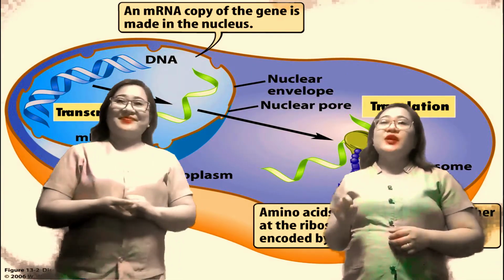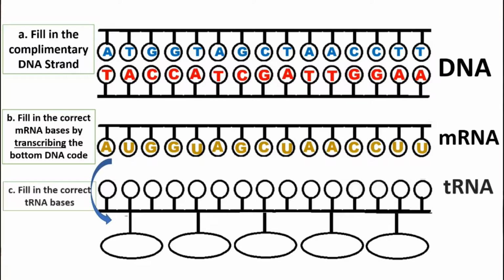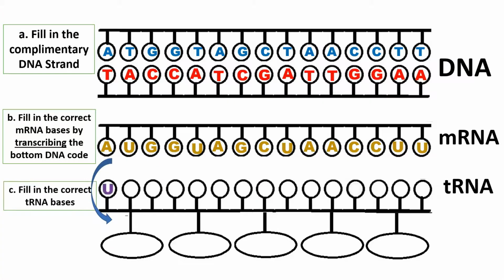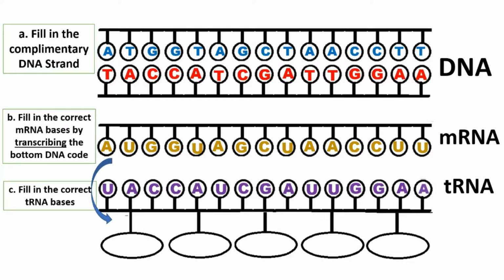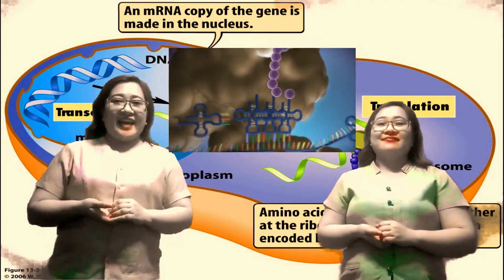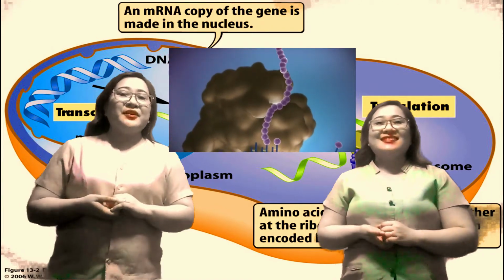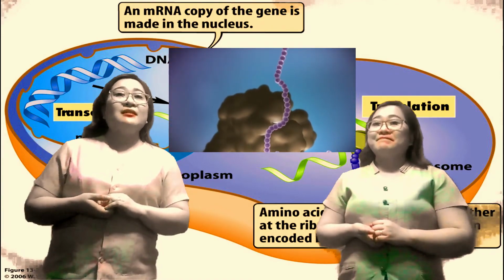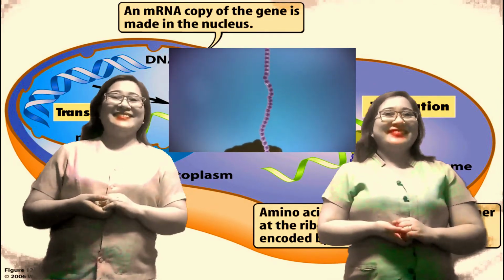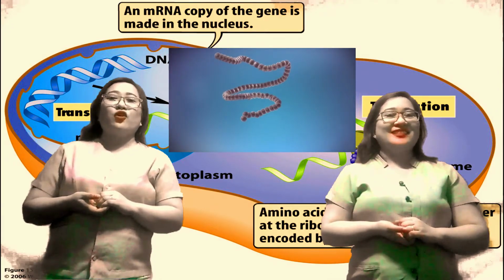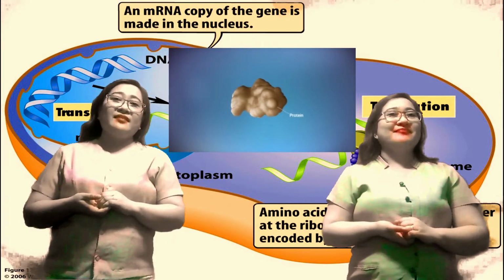For the third procedure, we have to fill in the correct tRNA bases. So we have U, A, C, C, A, U, C, G, A, U, U, G, G, A, A. The third type of RNA is the ribosomal RNA or rRNA. It allows amino acids to attach by making peptide bonds to assemble the protein. The ribosome recognizes a stop codon. The polypeptide is terminated and released.